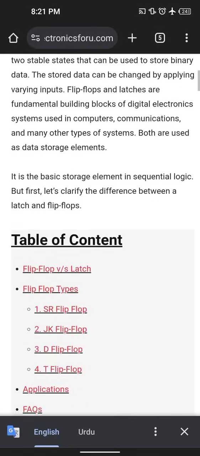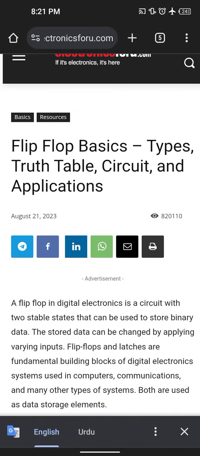In this lecture, we discussed basic flip-flop types.